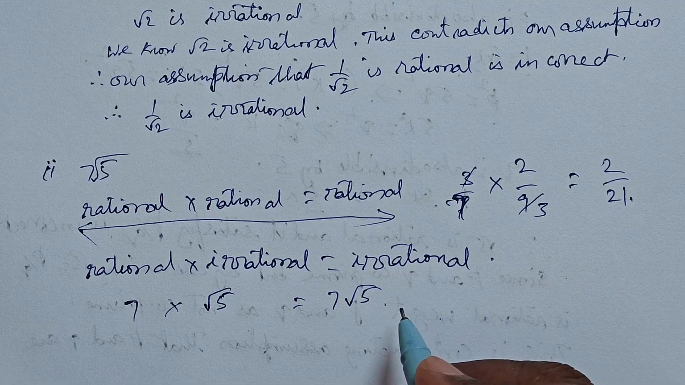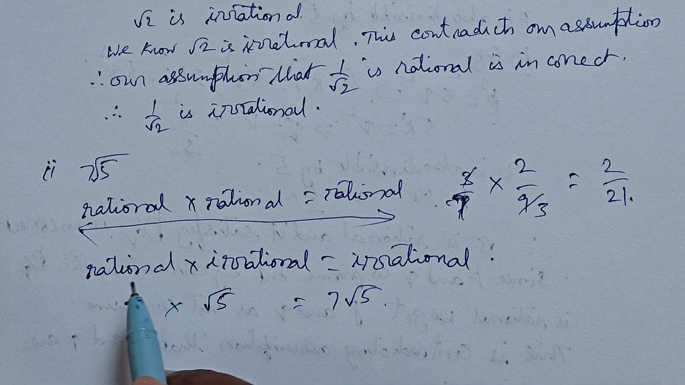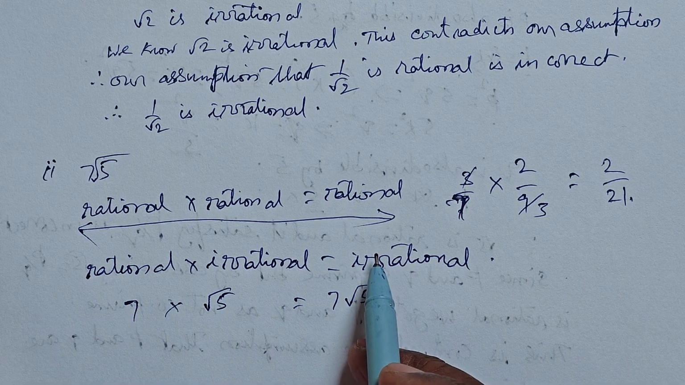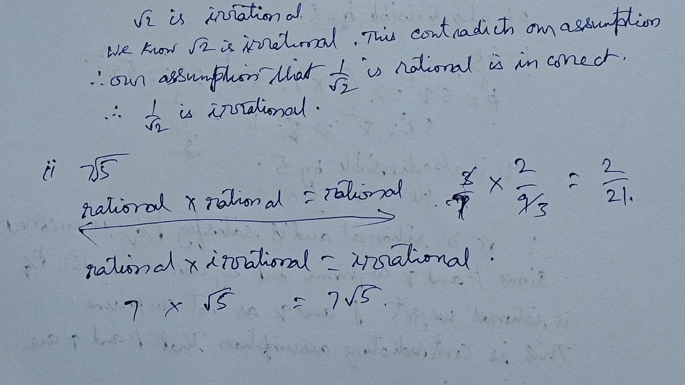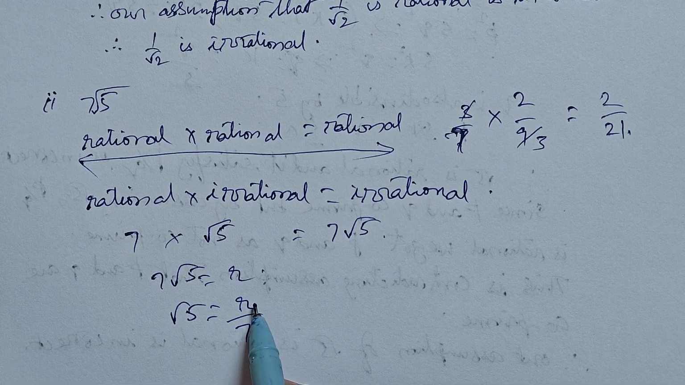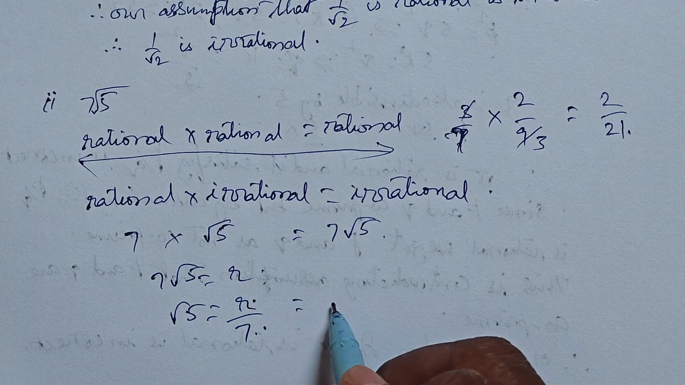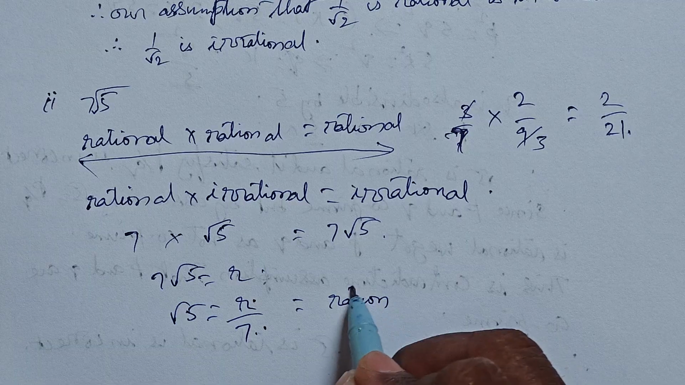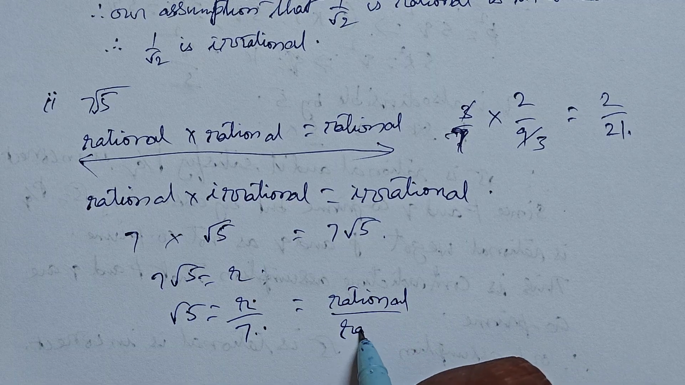Okay, so if you assume this, it is using the property. If you want to go for the contradictory method, same thing: you can write 7 root 5 is equal to r, so root 5 is equal to r by 7. This r by 7 is a rational number, since r and 7 are rational. So rational by rational is always rational, we know that.